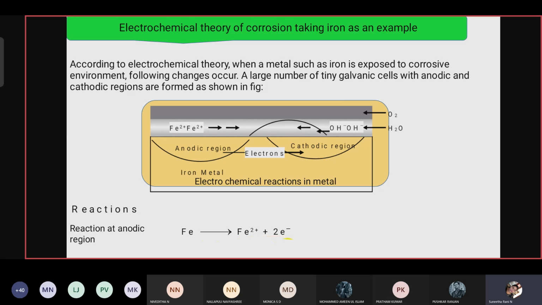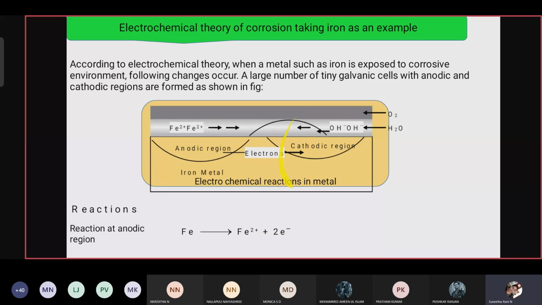As soon as anode comes to your mind, since we have taken iron as an example, it undergoes oxidation to give Fe2+ plus 2 electrons. How many electrons does it release? 2 electrons. What is the reaction called? We call it the anodic reaction or oxidation reaction.